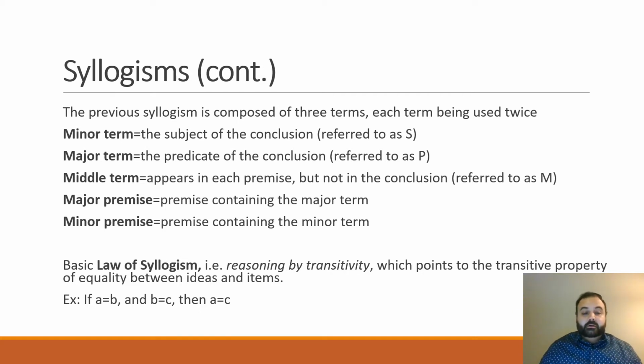The major term, the minor term is the A, the major term is the B, and the middle term is the C. So if A equals B and B equals C, A equals C.